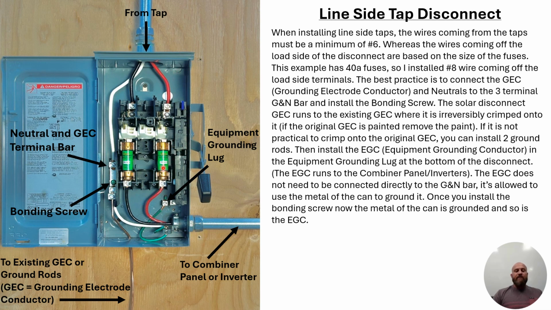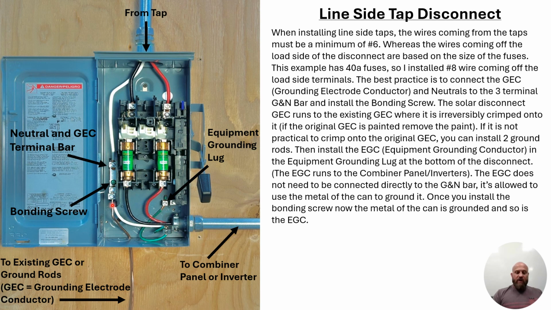Then we have some 40 amp fuses. The wire coming off of the fuses is based on the size of the fuses. So in this scenario, I ran number 8 wire. This wire feeds the combiner panel or the inverter, depending on the type of system you have. Next, we have a number 6 neutral wire coming from the taps. This wire is supposed to go directly to the ground and neutral bar. And then we have a number 8 neutral conductor coming off feeding the equipment.